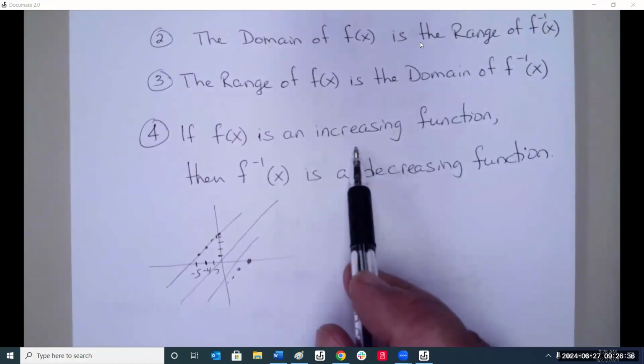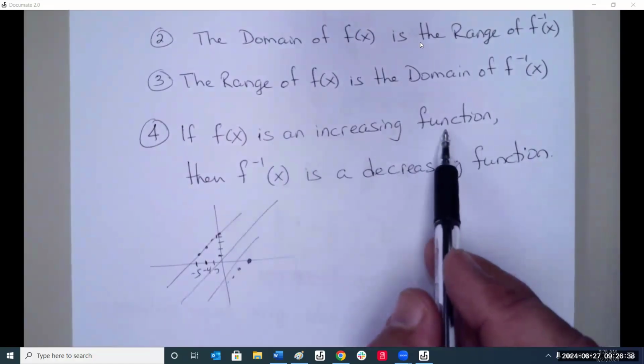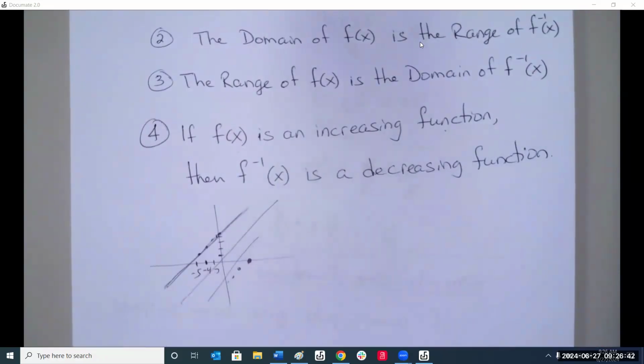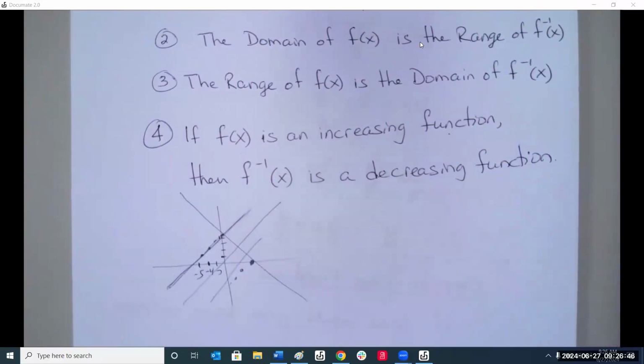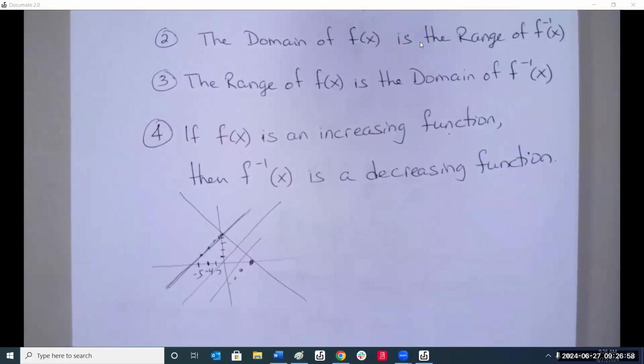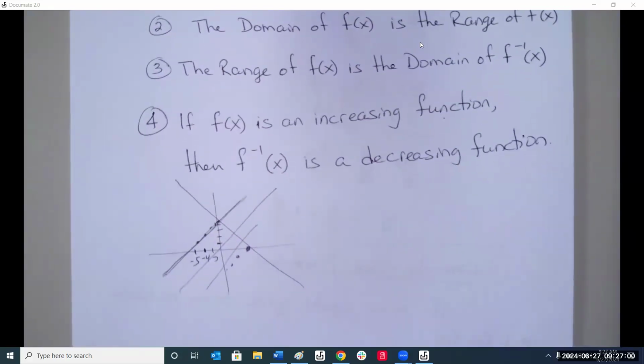Well, no, because it's like the fourth one says, if f of x is increasing, if this graph is increasing, then the inverse is a decreasing function. That's what it would look like. We'll plot some points, find a line, and then plot points, and then take the inverse of those points and see if that works.